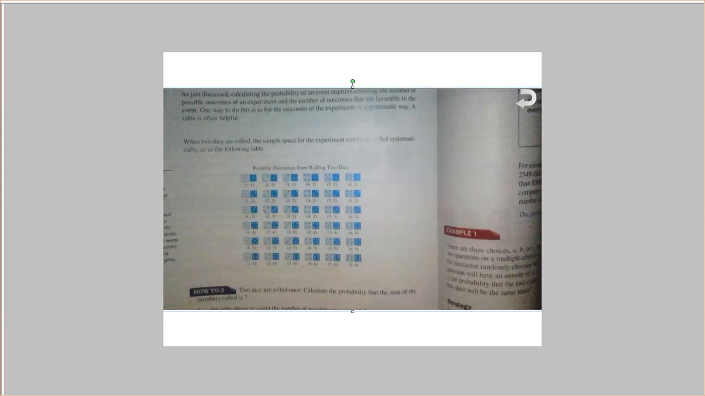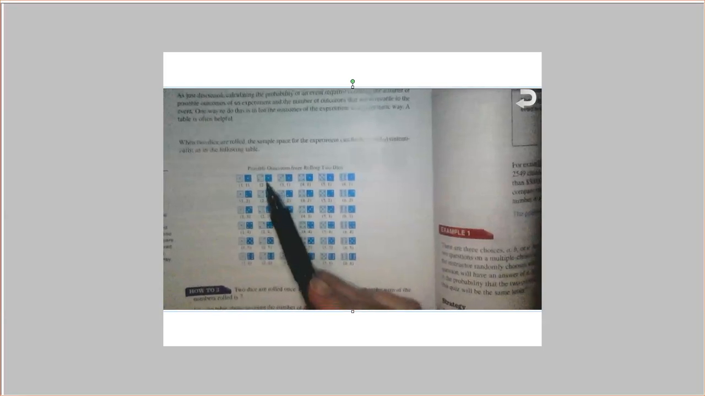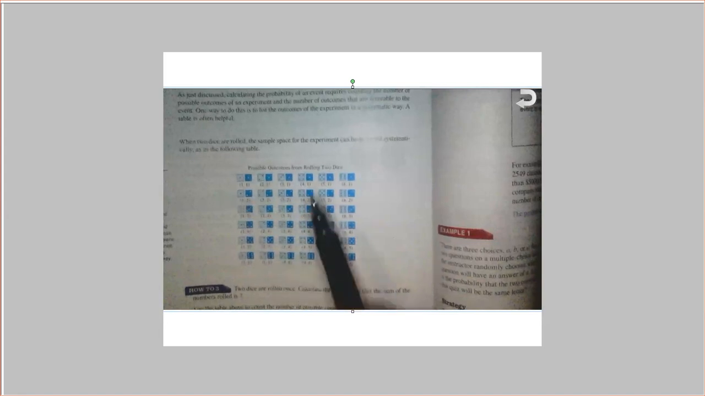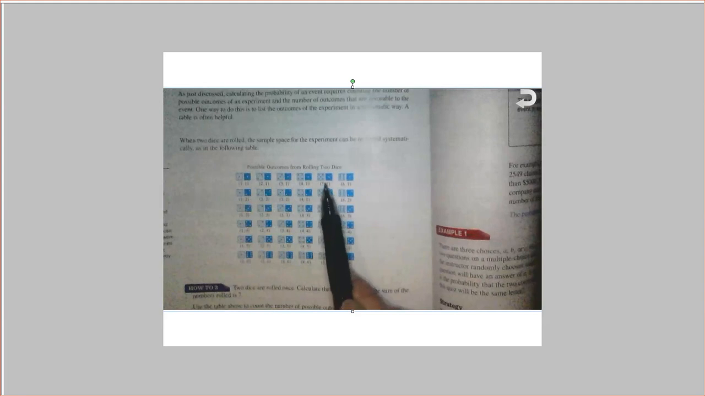So what I want to look for is, what numbers are divisible by 3? Well, a sum of 3: 2 and 1 make 3. A sum of 6: 5 and 1, 4 and 2, 3 and 3, those add up to be 6. A sum of 9: 6 and 3, 5 and 4, 4 and 5, 3 and 6.